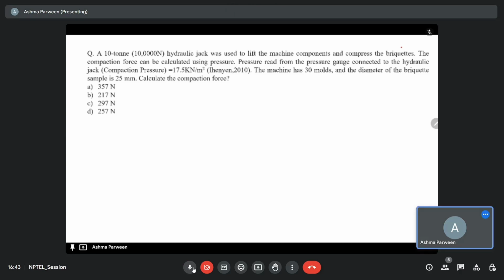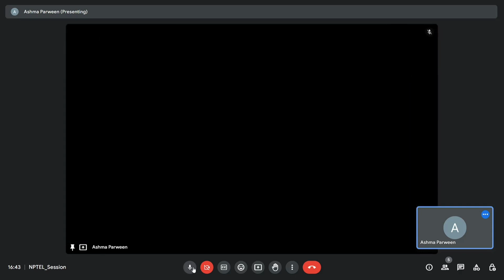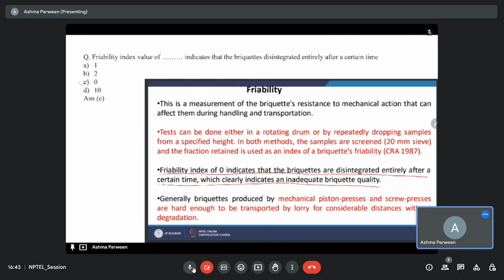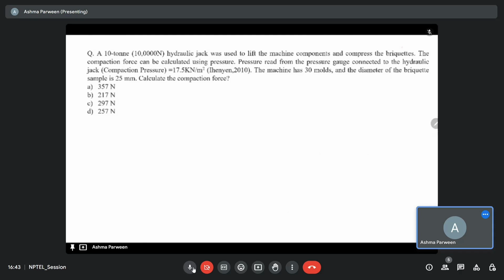So let's see how to solve this question. So we have been given the compaction pressure as 17.5 kilonewtons per meter square, and as we know, force is pressure into area. So we have to find out the contact area. So it will be pi by 4 into d square, that is the dia of each mold, that is 25 mm.